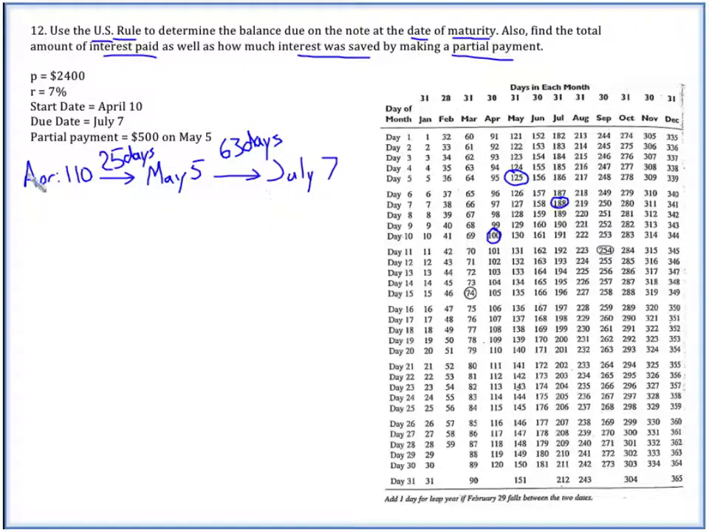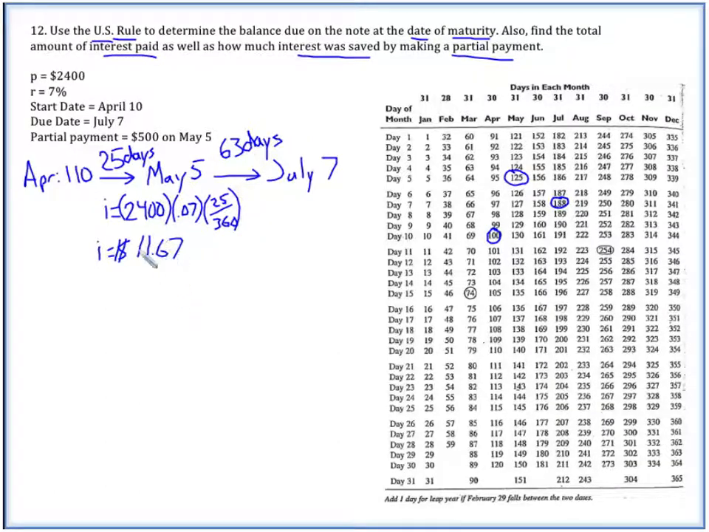Okay, so on April 10th, we know this is true. We owe $2,400 at a rate of 7%. So 25 days later, what we need to do is find the interest that has accrued onto our account. So we're going to use I equals PRT, and it's going to be 2,400 times our rate of 7% times the time, which is the exact number of days, 25, over 360. Okay, and you can use your calculator to find this. We've had lots of practice doing that. And this turns out to be $11.67.